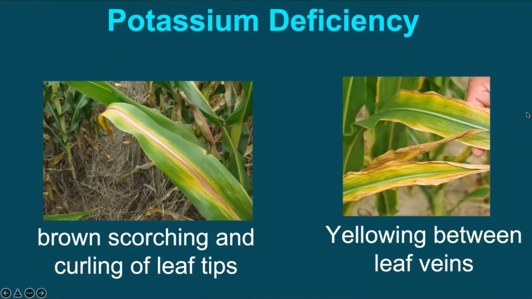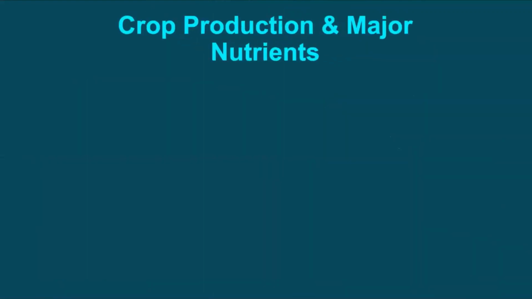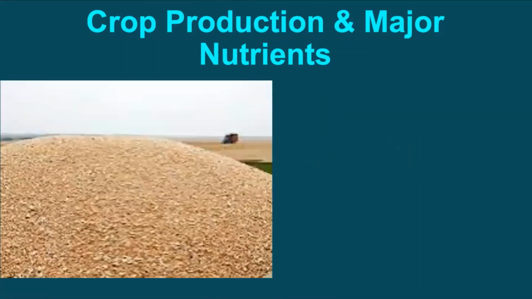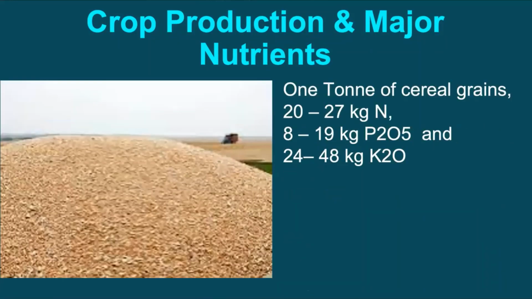Regular soil testing is essential for proper nutritional management of soil and crop, but based on the symptoms, appropriate measures should also be taken to rectify these deficiencies. In general, for producing a ton of cereal grains, about 20 to 27 kg of nitrogen, 8 to 19 kg of phosphate, and 24 to 48 kg of potash are required.